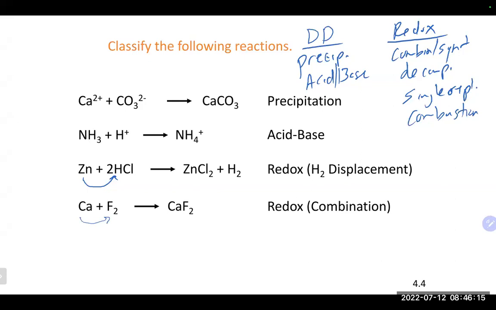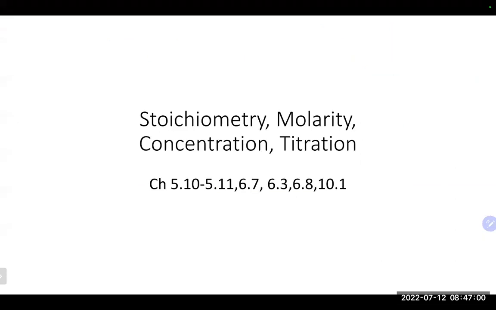We will continue on. Okay, next thing we're going to talk about is stoichiometry. We're also going to talk about molarity and concentration, and we'll also talk about titration as well. So it comes from a little bit of a bunch of sections from different chapters, I believe. So the first thing we're going to talk about is stoichiometry.